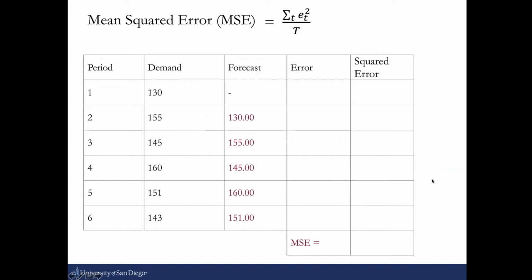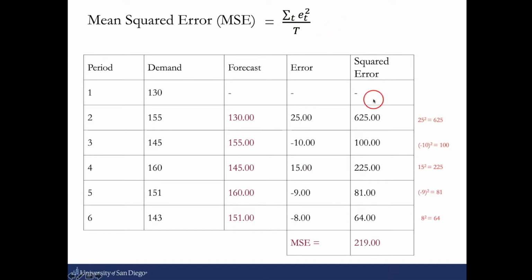The second method here is mean squared error, so MSE. What this does is you take the summation of each error for the current period, or for each period, square it, and then divide it by the number of periods. So this is an example.